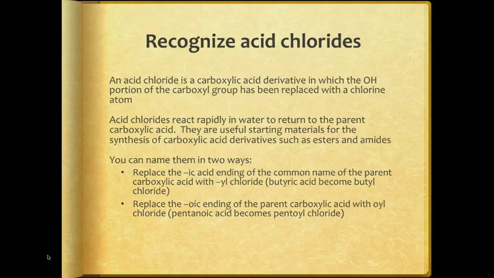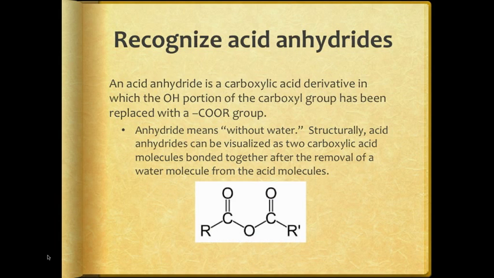If you have to name them, you can name them by replacing the IC, for example in butyric acid, to YL. Therefore, butyric acid becomes butyl chloride. If it has an OIC ending, for example, pentanoic acid, and a chloride, it becomes an acid chloride, it becomes pentoyl chloride.